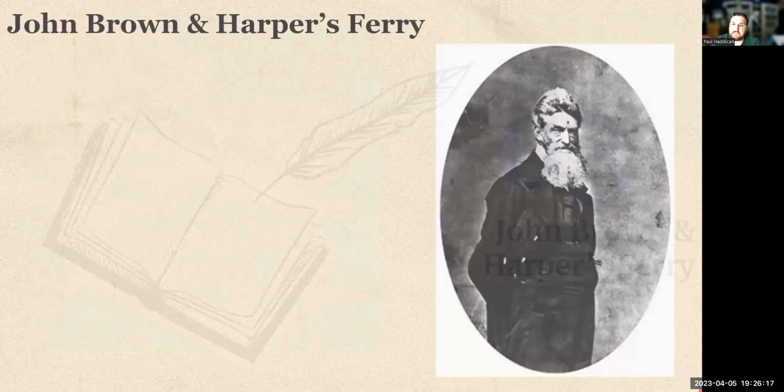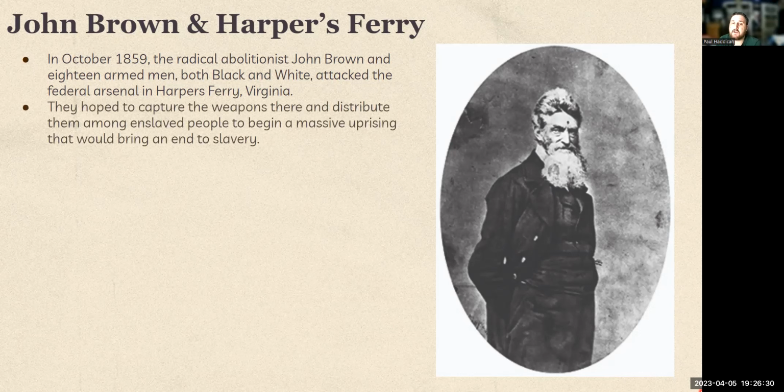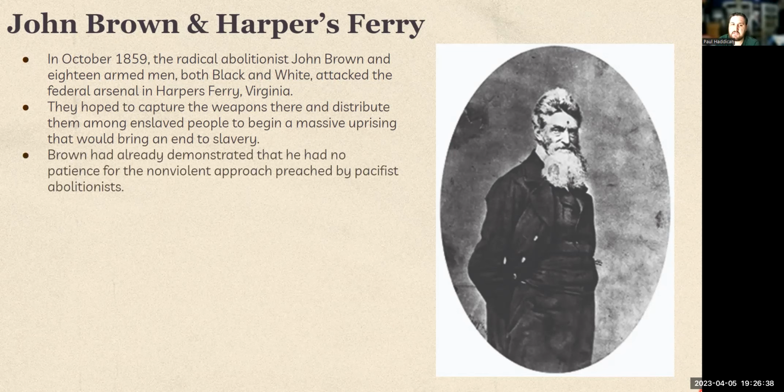John Brown and Harper's Ferry. John Brown is a radical abolitionist. In 1859, he and 18 men, both Black and white, will attack the federal arsenal in Harper's Ferry, Virginia. They're going to try and capture the weapons and distribute them among the enslaved people, and they want to lead this huge slave rebellion that'll just end slavery.